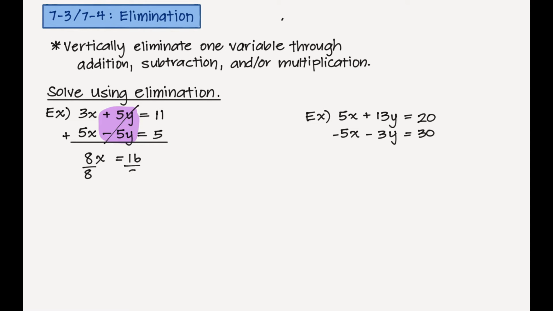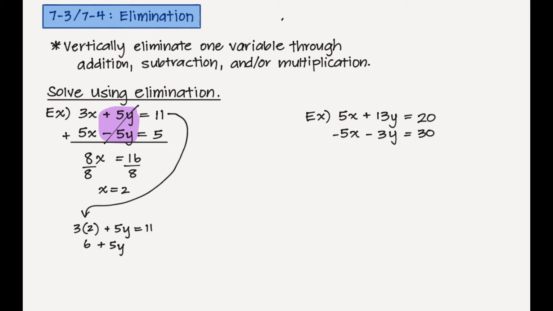Now I can go ahead and solve. Divide both sides by 8, and x is equal to 2. Now I'm going to take that, and I'm going to plug it into either one of my equations. So I'll plug it into my first equation. 3 times 2 plus 5y is equal to 11. And now we'll solve for y.